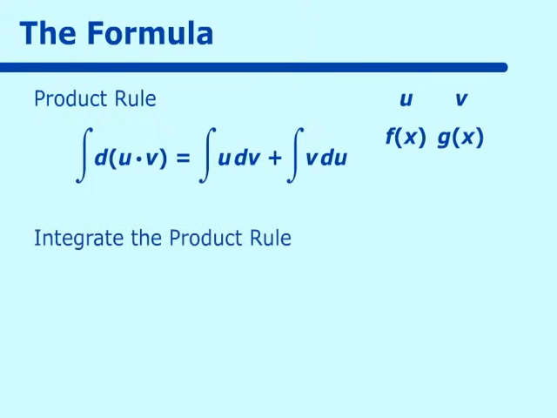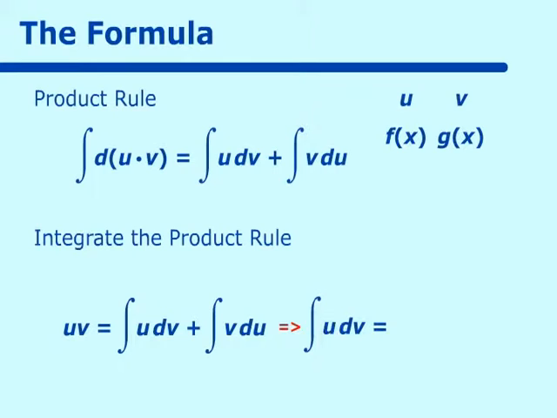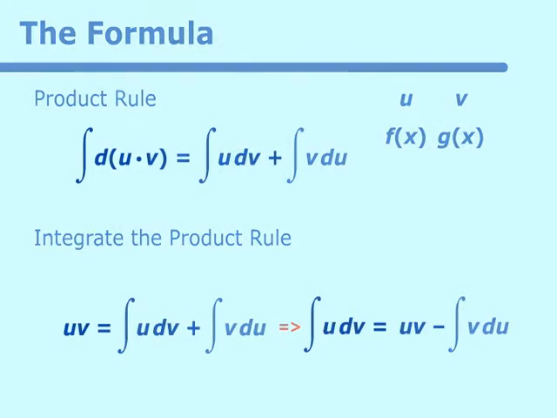So now we have the integral of the derivative. Well, an integral of a derivative, we know, is whatever is inside of that. So that's u times v, and that's equal to the integral of u dv plus the integral of v du. Switching around a little bit and solving for the integral of u dv, we get the integral of u dv is equal to the u times the v minus the integral of v du. This is our basic formula for integration by parts.